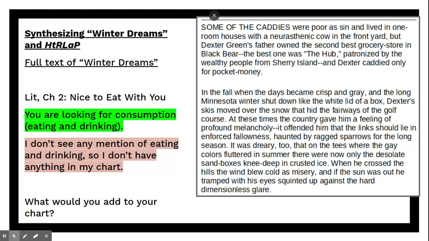So the first column on your chart is How to Read Literature, Chapter 2, Nice to Eat with You. So in this chapter, we're really focusing on times when the author writes about consumption, eating and drinking. Now for this particular passage, we don't see any mentions of eating and drinking, so I don't have anything in my chart. If there's something there that you found that you felt was consumption, just be prepared to defend your thinking.